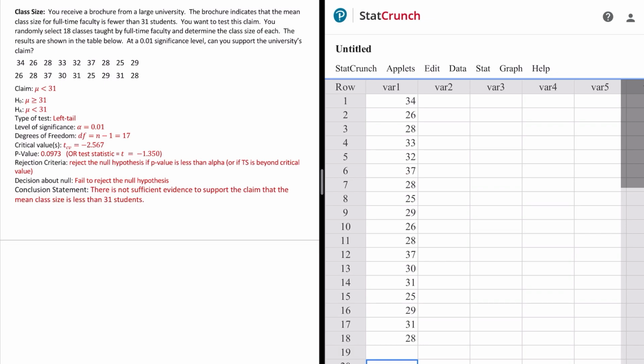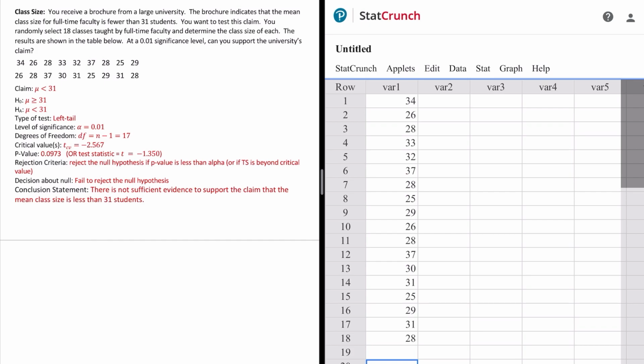Okay. So you receive a brochure from a large university. The brochure indicates that the mean class size for full-time faculty is fewer than 31 students. You want to test this claim. You randomly select 18 classes taught by full-time faculty and determine the class size of each. The results are shown in the table below. At a 0.01 significance level, can you support the university's claim?